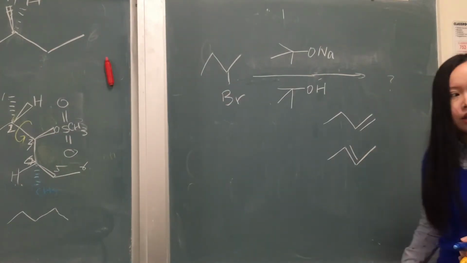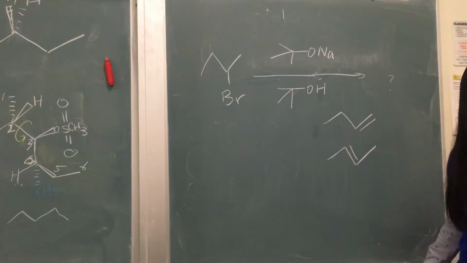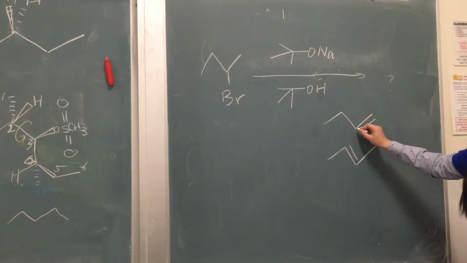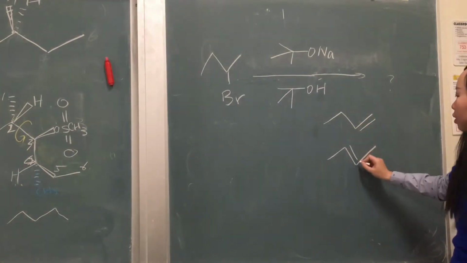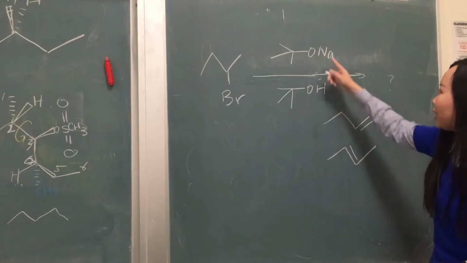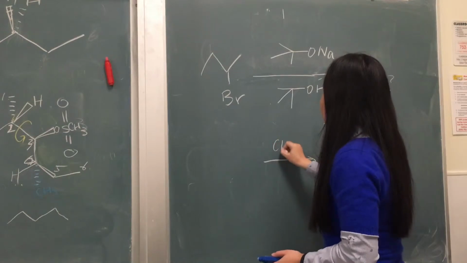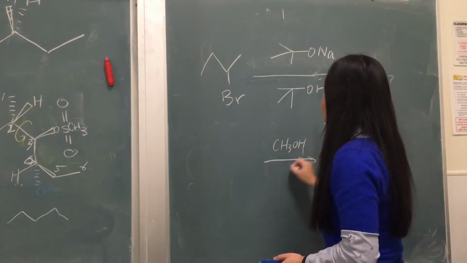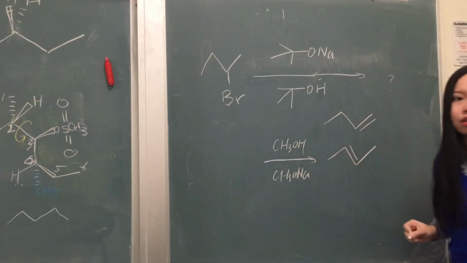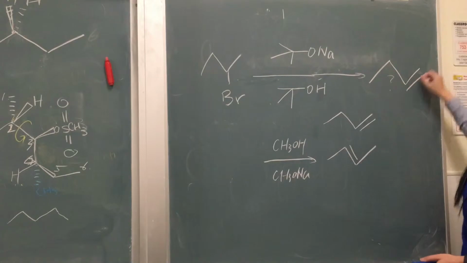Wouldn't it be the first one? So which one? The first one. Why? Because it's too bulky to attack that position. Yeah. So this one is less substituted because it only has one. This one has two substituents. So if I change the solvent in the condition into CH3OH, CH3ONa, it's going to give you this. But this is a bulky base, so it's going to give you this. Wait, you flipped it.